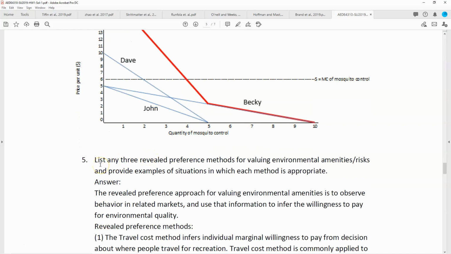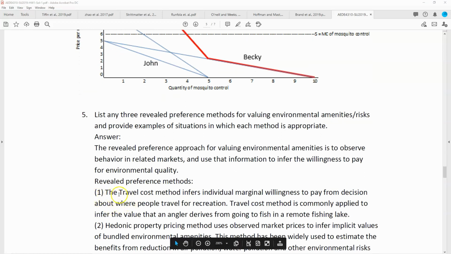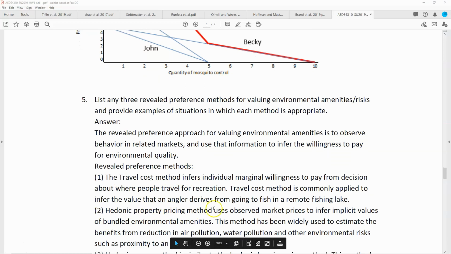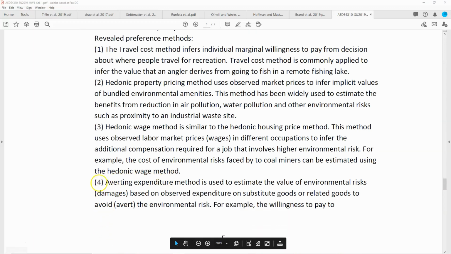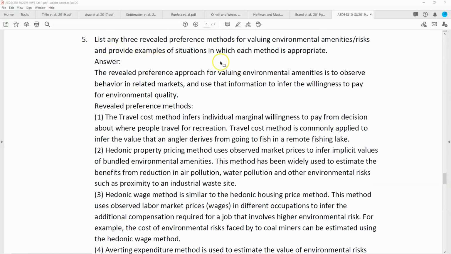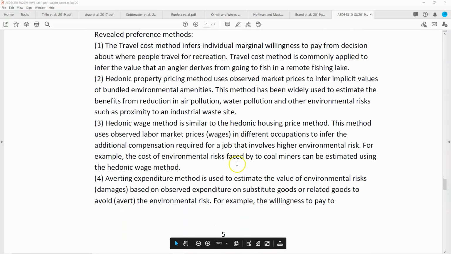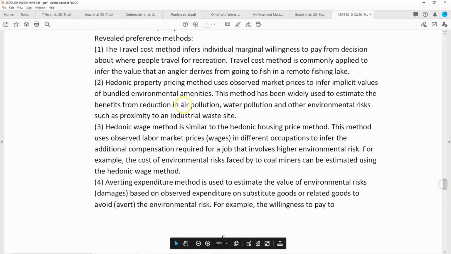And for question 5, list any 3 revealed preference methods for valuing environmental risks and provide examples of situations in which each method is proper. The revealed preference methods are listed here. First, the travel cost method, and then the hedonic property pricing method, the hedonic wage method. The last one would be the averting expenditure method, and the examples of each method are also listed here. I would post this file under week 8, and then you can check one by one by yourself.